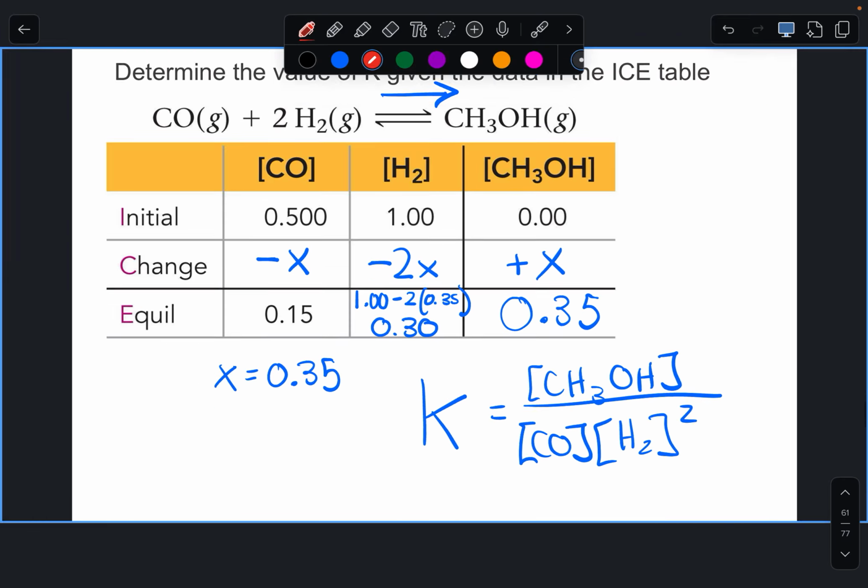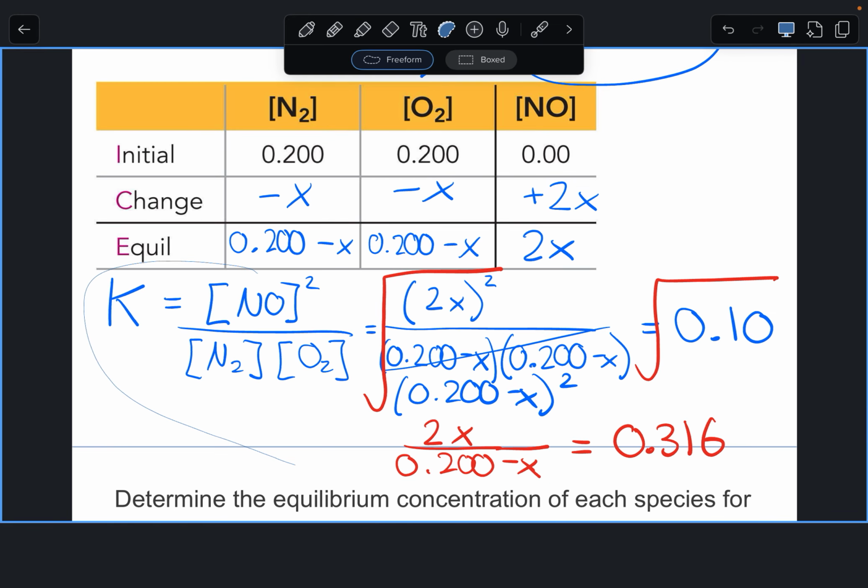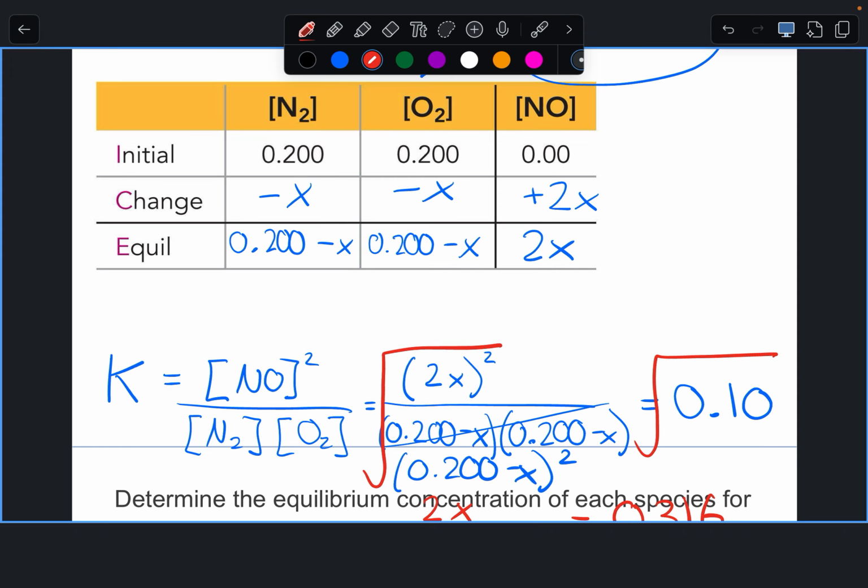Okay, so let's go back down, just double check what the question asks. Determine the equilibrium concentration of each species for the following conditions. So let me move this down a little bit and we'll put those answers in. Okay, so X was 0.0273, so I'm doing this part here, 0.2 minus 0.0273. So the equilibrium amount of N2 is 0.173 molar. Same thing for O2.